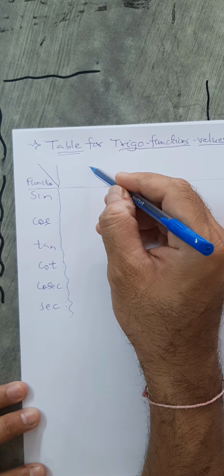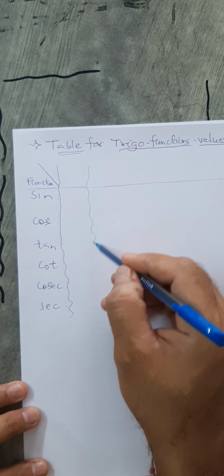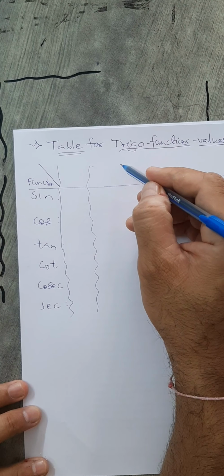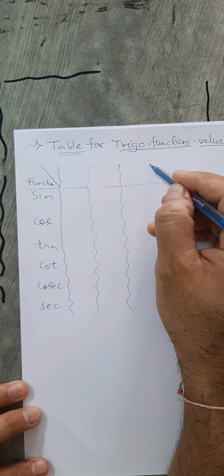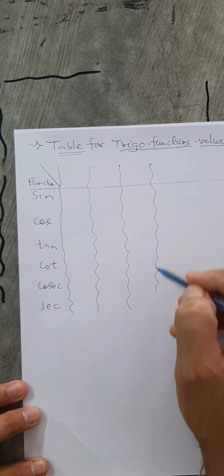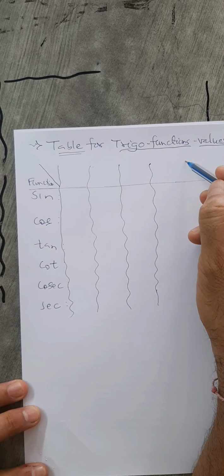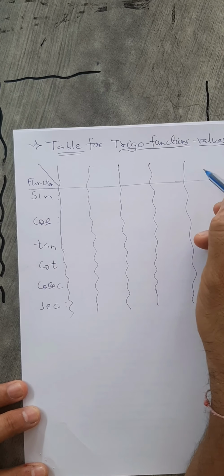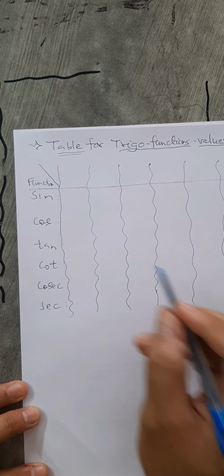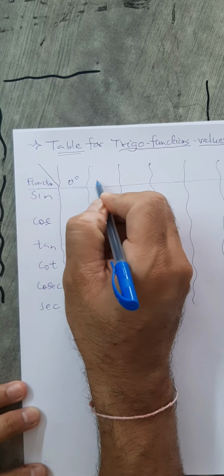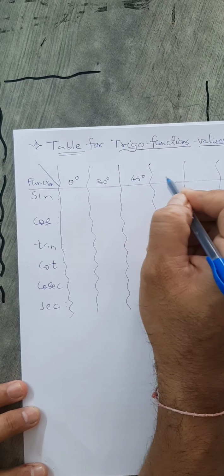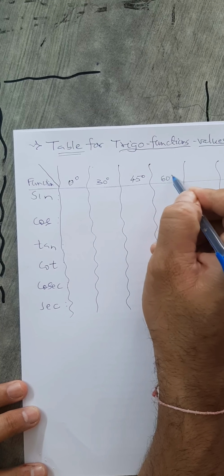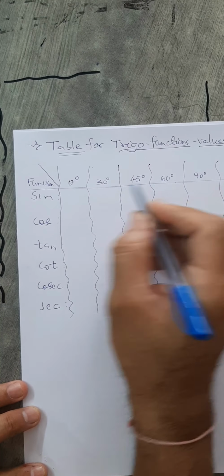Now we have angle values. So first I'll take 0. Then let me write 30 degree here. Let me write 45 degree here. 60 degree here. And one more 90 degree. So here 0 degree, 30 degree, 45 degree, then 60 degree, then 90 degree.